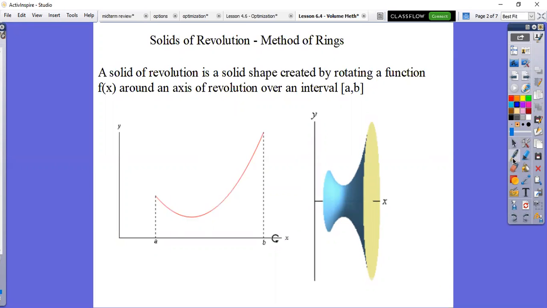So the method of rings or the method of disks, basically the idea here is I'm going to create a solid of revolution by taking a function and rotating it around an axis. So what I've done here is we're going to take this function, we're going to rotate it around the x-axis. And if I do that, this is going to create a solid that looks something like this over this interval from A to B. It looks like this kind of vase-looking shape. And our goal is going to be to find the volume of this solid.